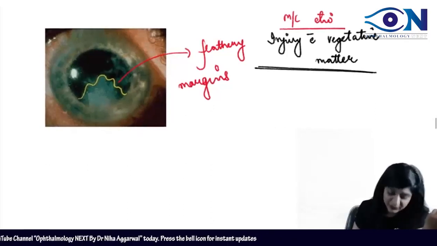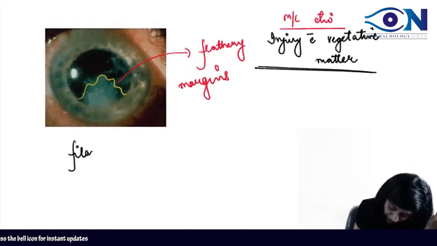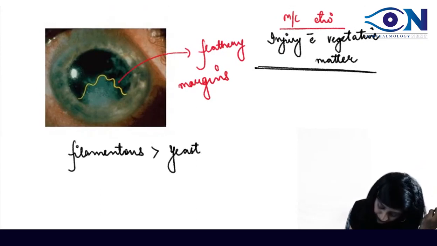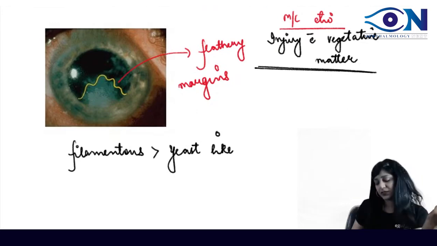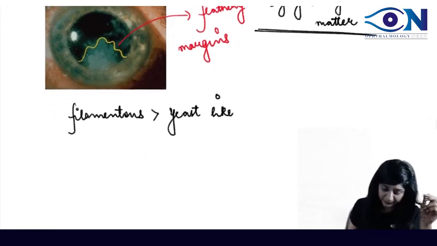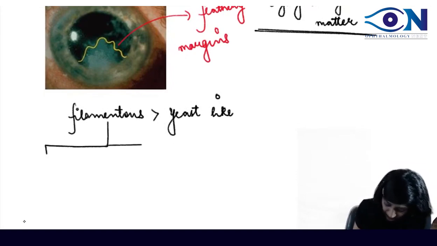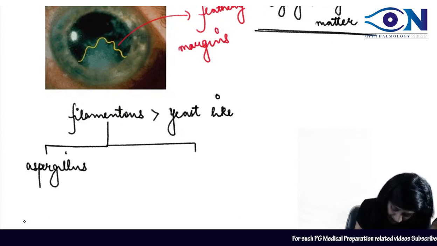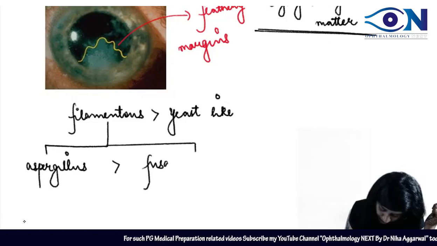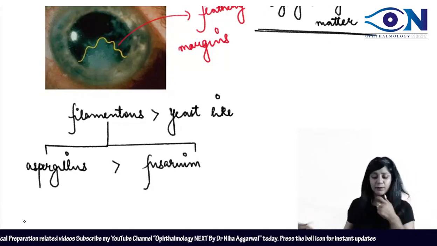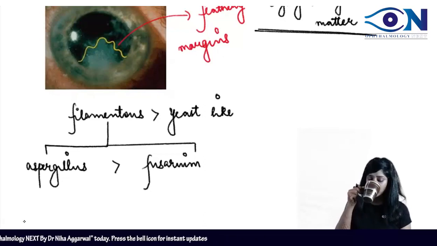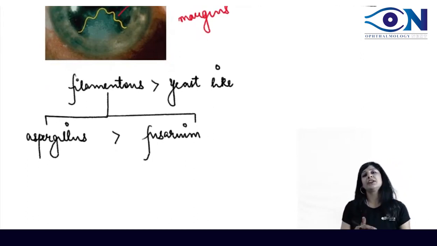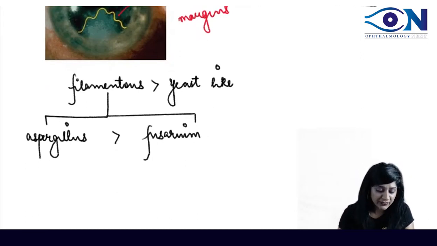Name of the fungus. What is the most common fungus we are having? The filamentous fungus. It is more common than the yeast-like fungus, and in the filamentous I will have two. One is your aspergillus, and this is more common than the fusarium. In the filamentous fungus, most common is aspergillus, more common than fusarium. So I think fungal corneal ulcer is very, very clear. सबको clear है.